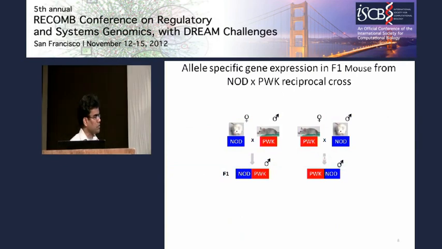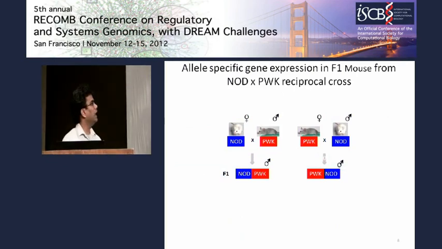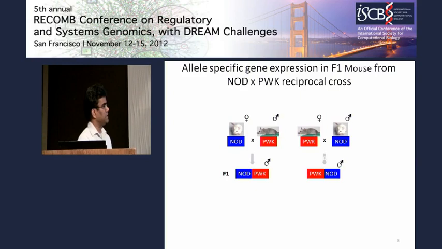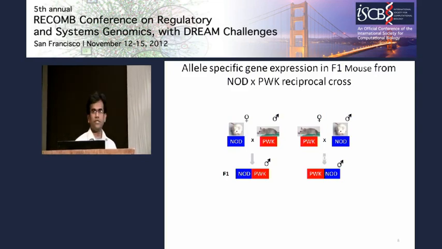So for most of my talk, I'm just going to be focusing only on the direction of cross, that is the F1 mice from NOD PWK and PWK NOD. But I think hopefully I'll have a chance to talk a little bit about the diet effect maybe later.